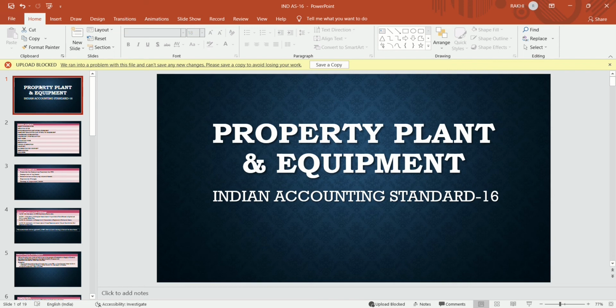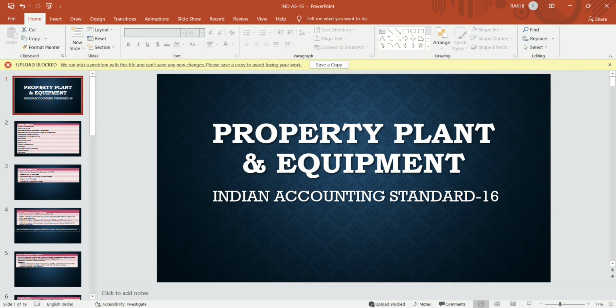And what will we include? What do you mean by property? Property means land and building, which is used for business purposes, for manufacturing of an item, for administrative purposes, for renting purposes, for supply of goods and services, and from which we get any economic benefit. Plant means any machineries used in production, and equipment means office equipment, laptops, projectors. All these are the examples.